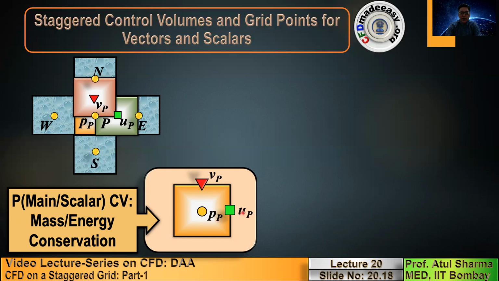So this is UI comma J, this is VI comma J. Because these green squares are located at vertical face centers, you have UW here. If you have a green square here, this is the east face of the control volume, which is W. So here you will have UW. If this is VP, as I said, you have a red triangle here. This is a positive surface. This is the north surface of a control volume, which is denoted by S. So this will be VS.